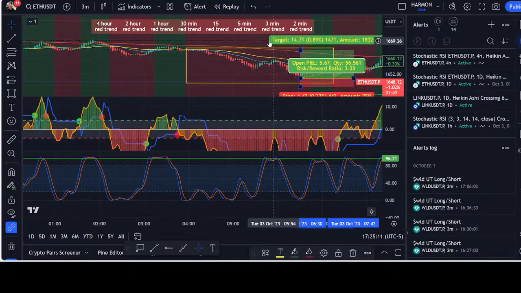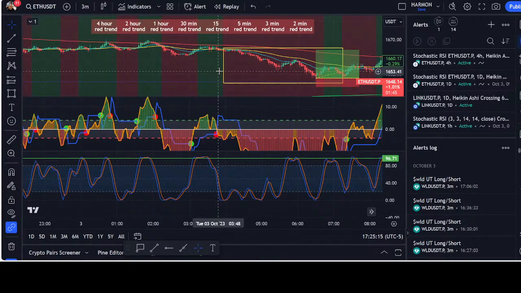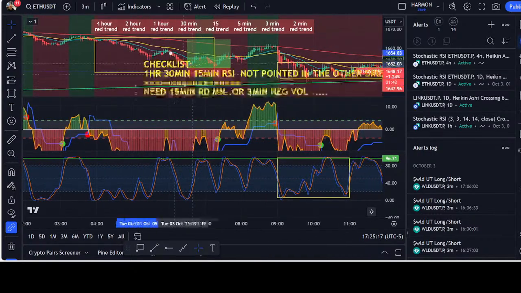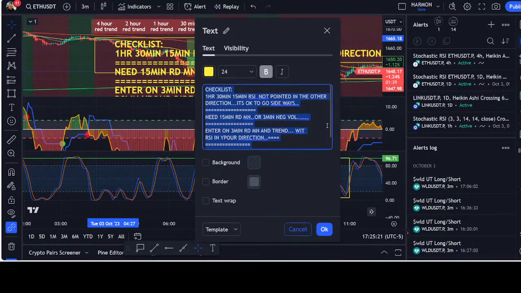Not going to go through the full trade, but that's how that works, guys. That is how to enter the trade every single time. Very simple. There's your checklist. I'll go ahead and run through it one more time. There you go. Checklist: 1 hour, 30-minute, 15-minute red moon.